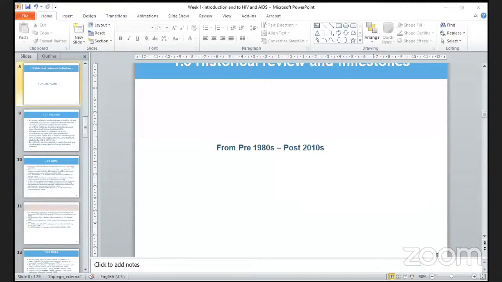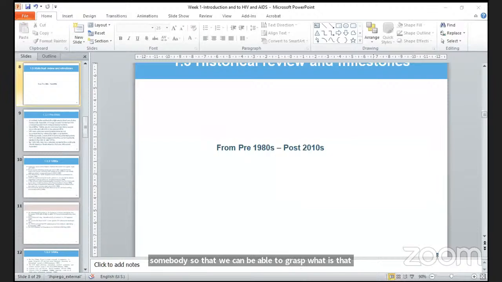So we go back. Now, the pre-1980s to post-2010s, that's the history we're going to look at. I'm going to pick on key areas. This is a very complex area, and I'll try to summarize it so that we can grasp what is expected here.